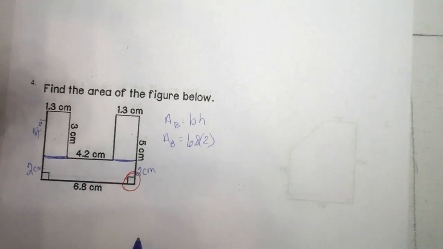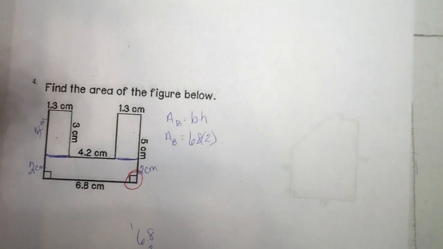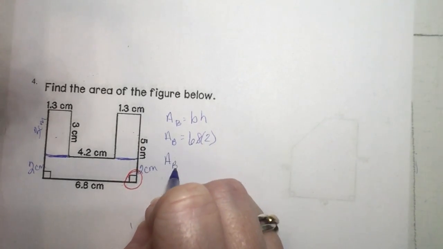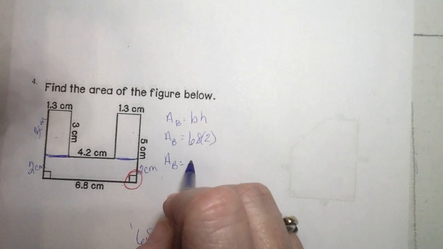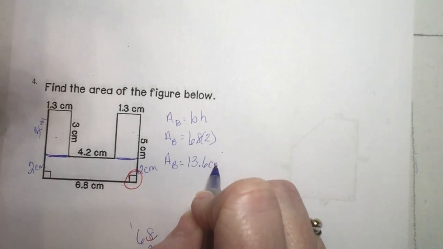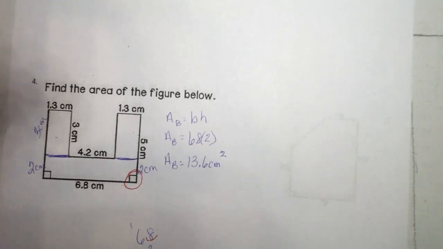I don't know what 6.8 times 2 is, so I'm just going to go down to the bottom out of the way and multiply it. Don't forget to move your decimal over. So my area of the bottom rectangle is going to be 13.6 centimeters squared.